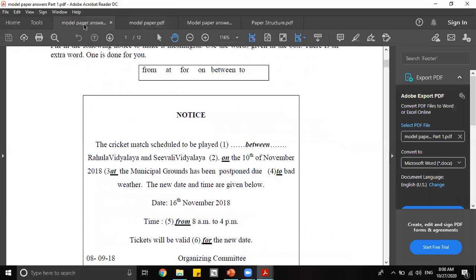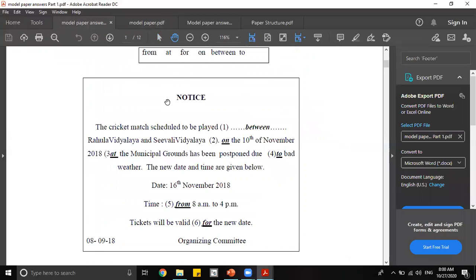So now they are mentioning a place. Normally, when we are talking about a location, we are using the preposition at before the venue. So then it will be at the municipal grounds has been postponed due blank bad weather. So due to bad weather.